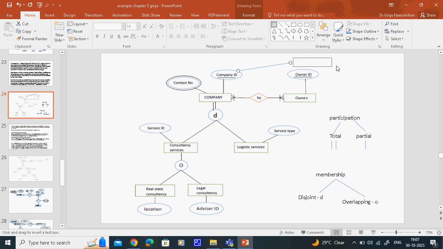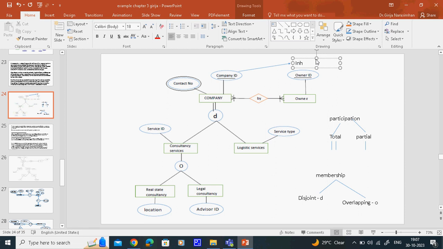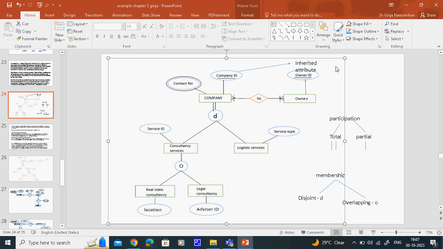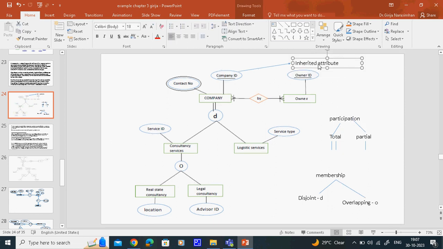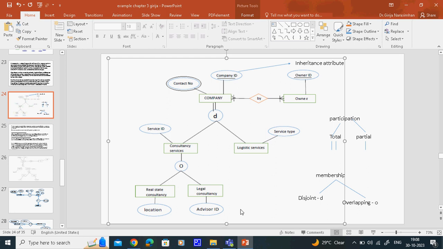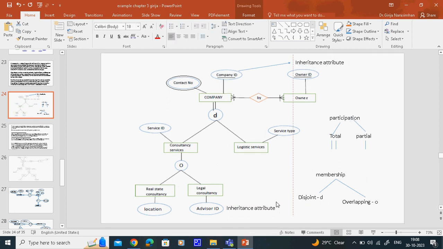Here, what I can call this is an inherited attribute. Inheritance attribute, or inherited attribute. The supertype attribute name is called the inheritance attribute. Suppose I call this one the unique attribute, or some people say local attribute also. This is unique; it is only for this entity. Legal consultancy alone has advisor ID. That is why it is called a unique attribute, or we can call it a local attribute. So this is all the topic.